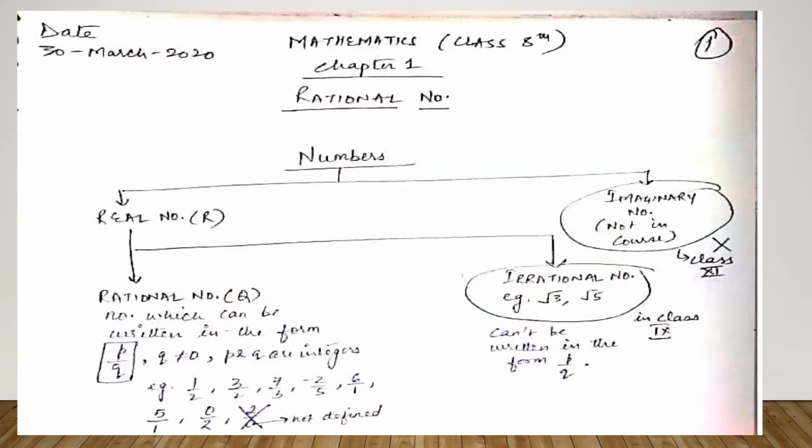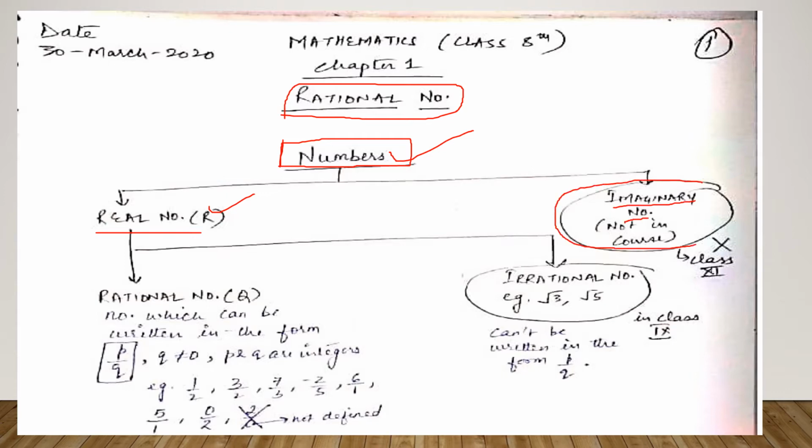First of all, the topic name is rational numbers. The first thing we study in rational numbers is about numbers. So what are numbers? Numbers are basically divided in two parts: real numbers, shown by capital R, and imaginary numbers. This imaginary number is not in our course. We will be studying this in class 11th.